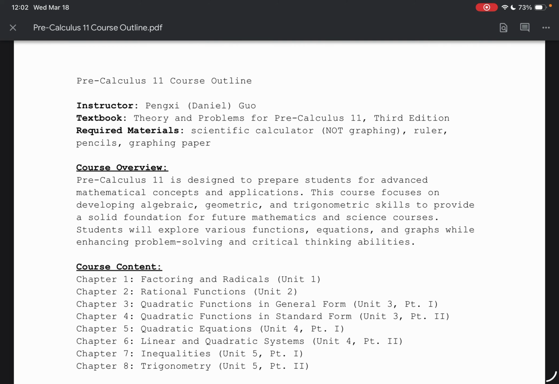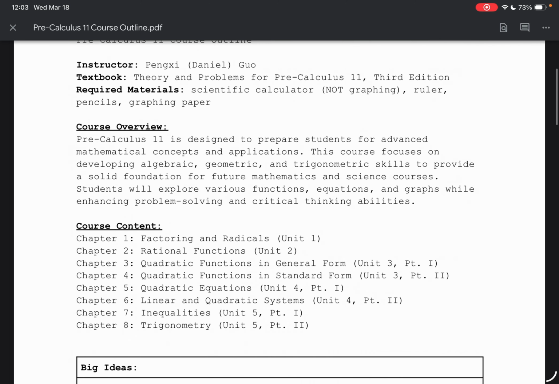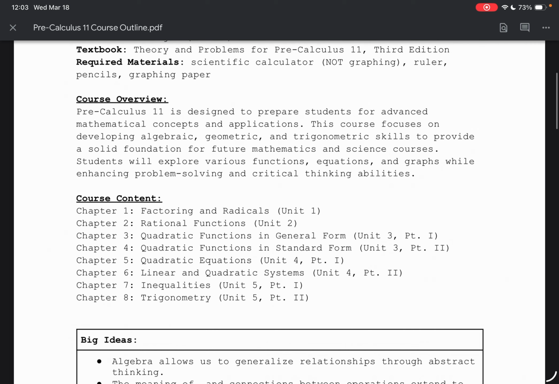Yes. So the textbook required for this course, it is optional. The name is Theory and Problems for Pre-Calculus 11, 3rd edition. The required materials for this course are scientific calculators, not graphing calculators, obviously, rulers, pencils, and graphing paper. The course overview is here.